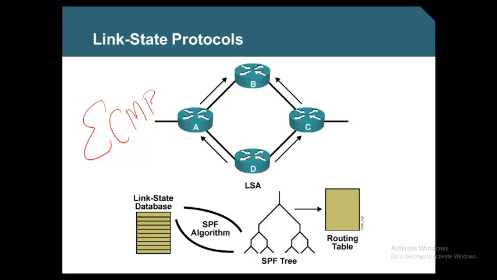No. By default, only 4. But you can tune OSPF to have up to 32 paths. Okay, up to 32 paths. You can tune it. You can simply go to router OSPF and say max path. You can say max path 32.